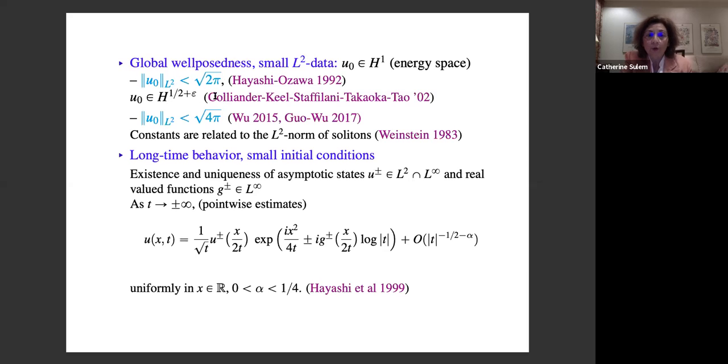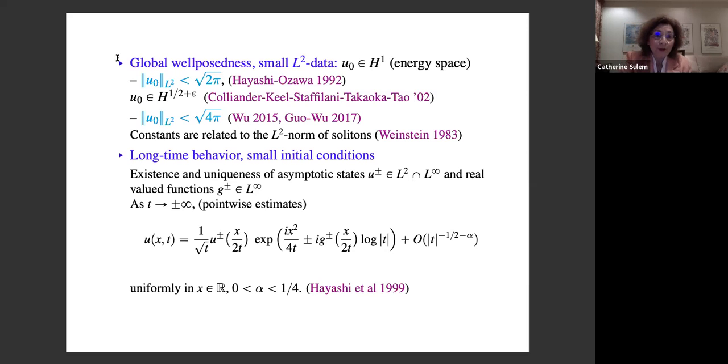This work was done by Jim Colliander and I team with Keel, Staffilani, Takaoka, and Tao. And I said it was almost optimal because it was at the same time proved that if U0 is in a Sobolev space of index smaller than 1/2, then ill-posedness happens. Then this result was improved by Wu in H1, and then by Guo and Wu in H^(1/2) by pushing this constant to square root of 4 pi. And we will see these constants are not arbitrary constants, they are related to L2 norms of solitons, in the same spirit as what Michael Weinstein discovered in '83 in the context of the usual NLS.